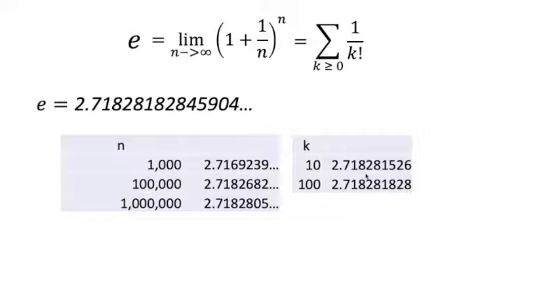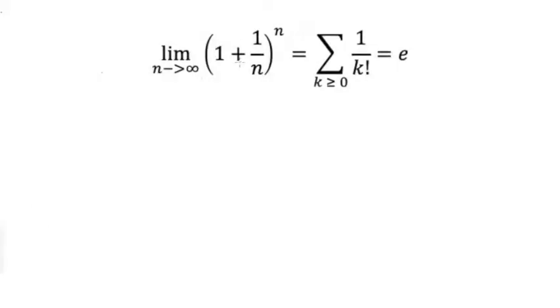Now I'm going to show you that these two definitions are equivalent by converting one into the other. To show that these two definitions are equal to each other, we'll start with the limit and we'll expand this out. It's (1 plus 1 over n) to the power of n, and that really means we multiply it by itself n times. So we have 1 plus 1 over n times 1 plus 1 over n times 1 plus 1 over n, and on and on and on.